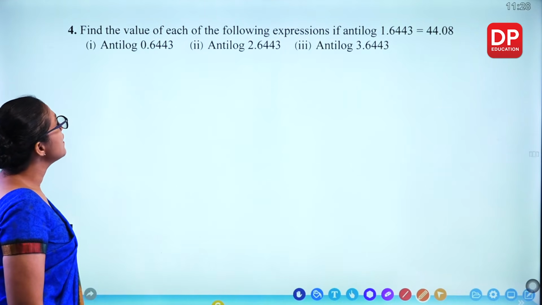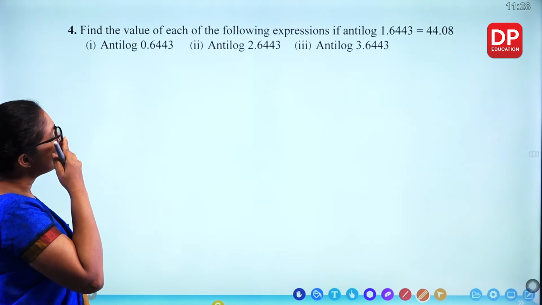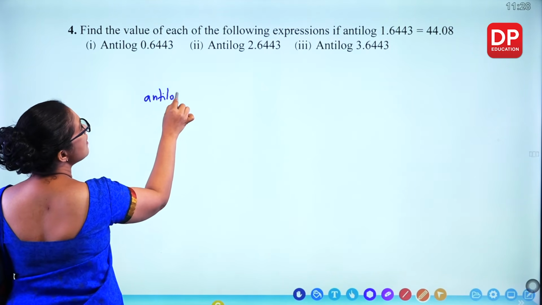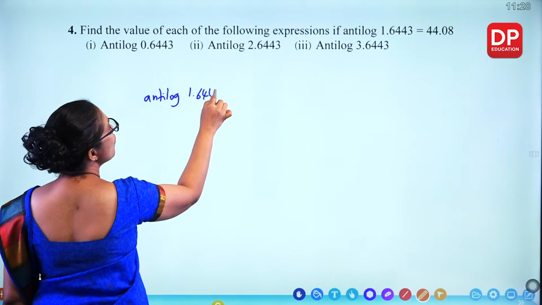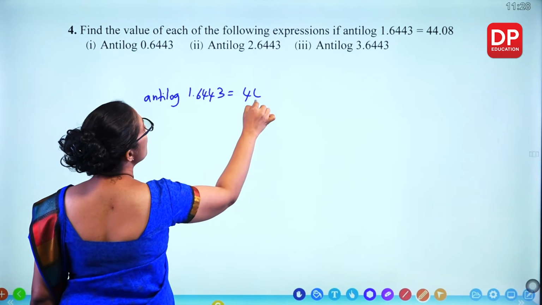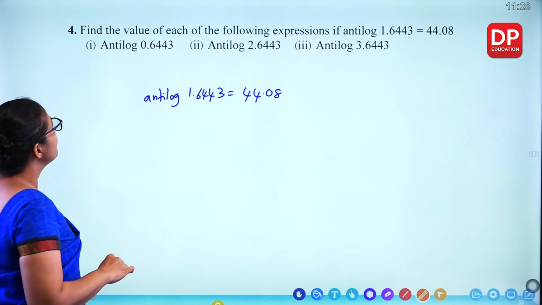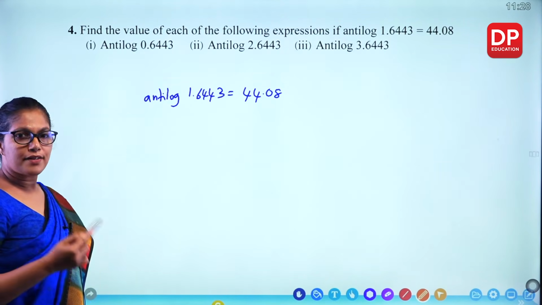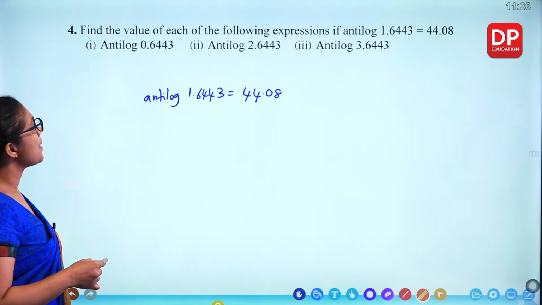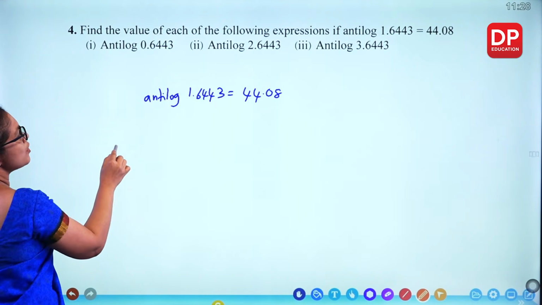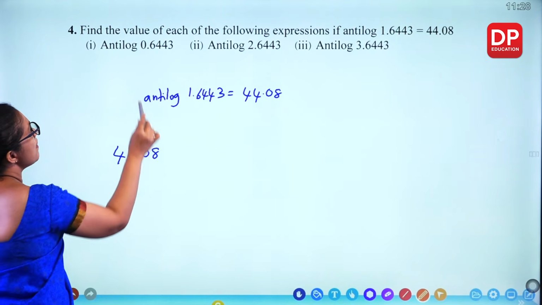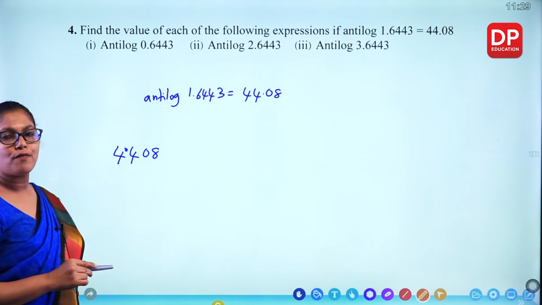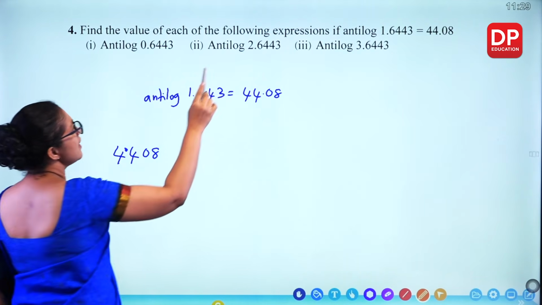Question number 4. Find the value of each of the following expressions if antilog 1.6443 is given 44.08. Now you need this one. Only the characteristic is different. Same mantissa. So what is the answer? You get 4408, but now this is 0. 0 means the answer is 4.408.